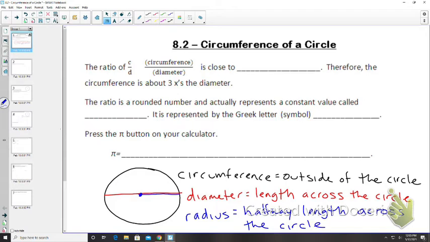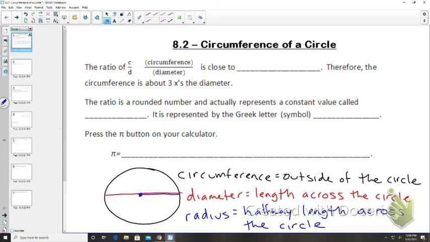Okay, so we have the circumference. This is the outside of the circle. The diameter is the length across the circle. And the radius is halfway across the circle. So note that the radius is half of the diameter. Okay, so if you have the radius, you can calculate the diameter. Or if you have the diameter, you can calculate the radius.